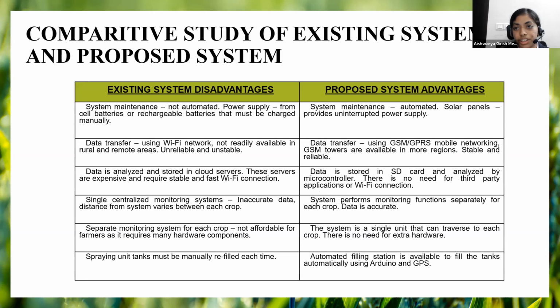Doing a comparative study between the existing system and the proposed system in the paper. In the existing system, the system is powered using cell batteries, which need to be manually charged. The data transfer mostly uses a Wi-Fi network that's really not readily available in rural areas. The analyzed data is stored in cloud servers, which is very costly and also requires a fast internet connection. Most of the systems created are centralized monitoring systems, so any crops that are far away from the monitoring system would give inaccurate results when measuring the parameters. Some systems use spraying unit tanks to spray irrigation, so they have to be manually refilled each time.